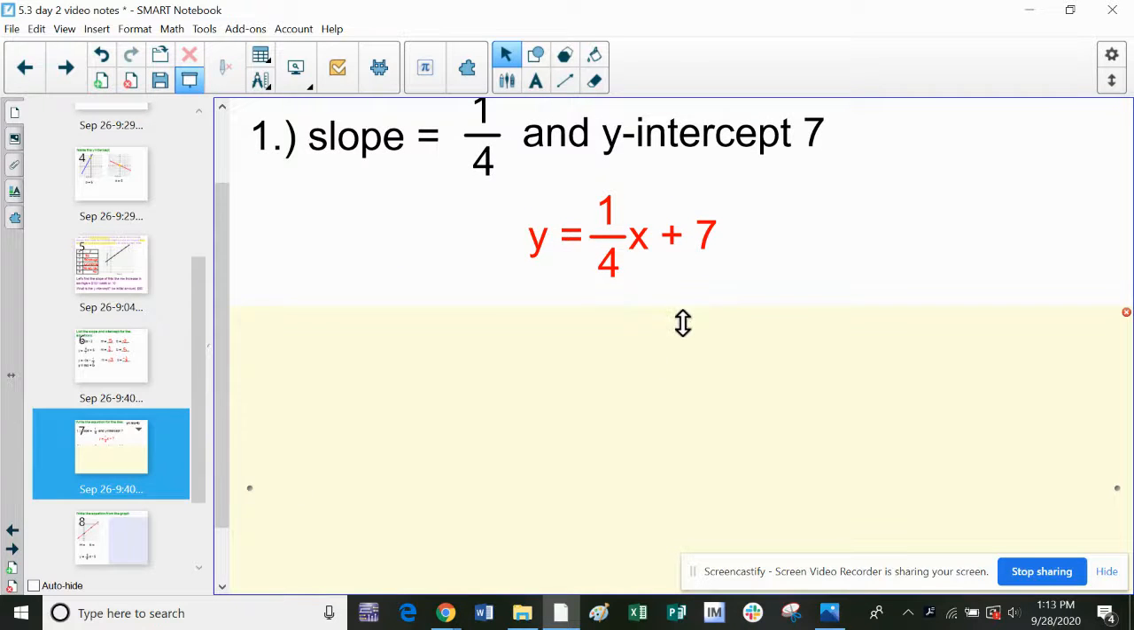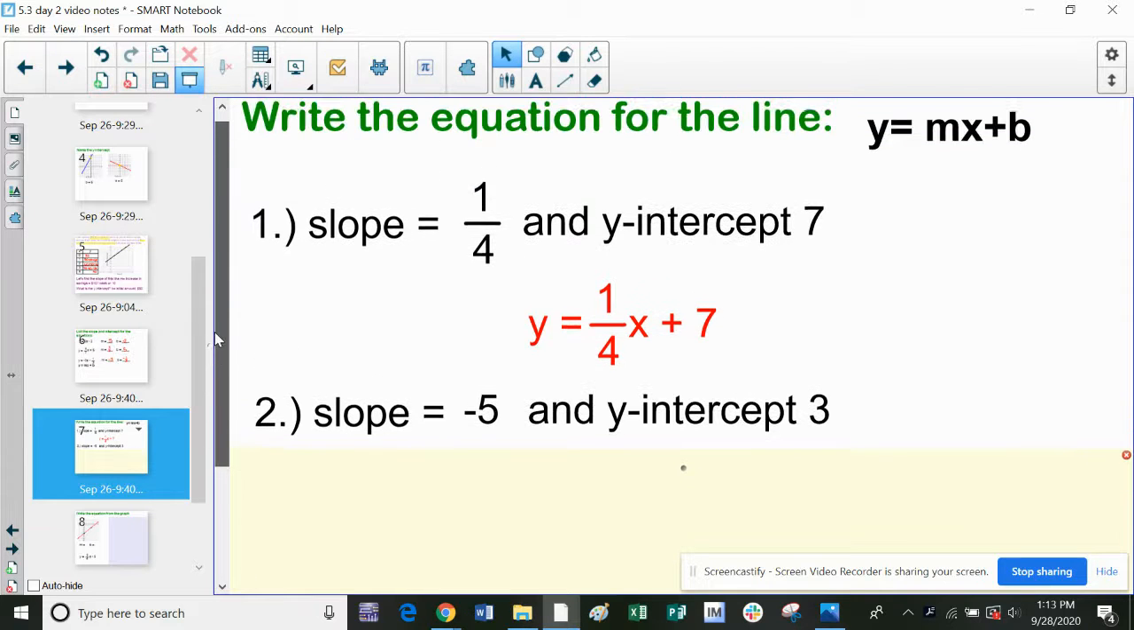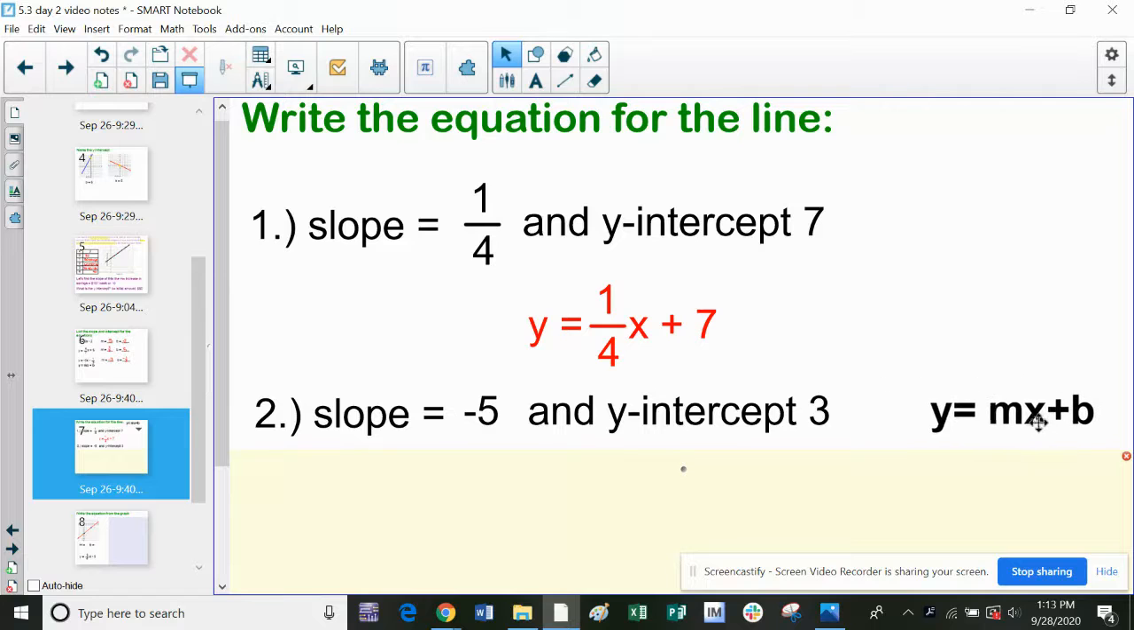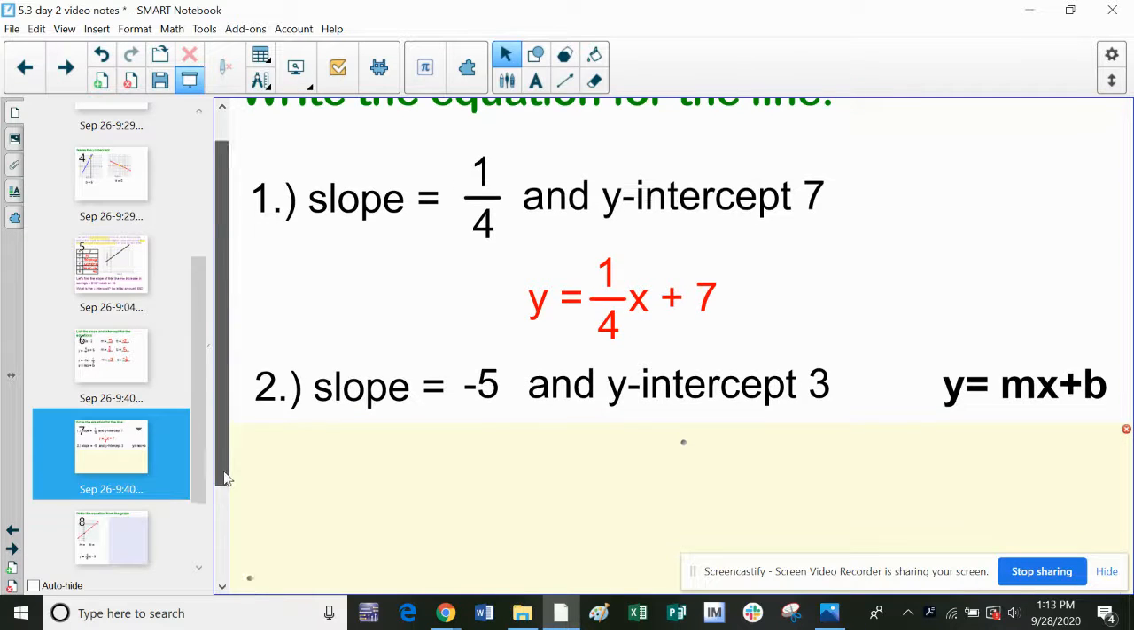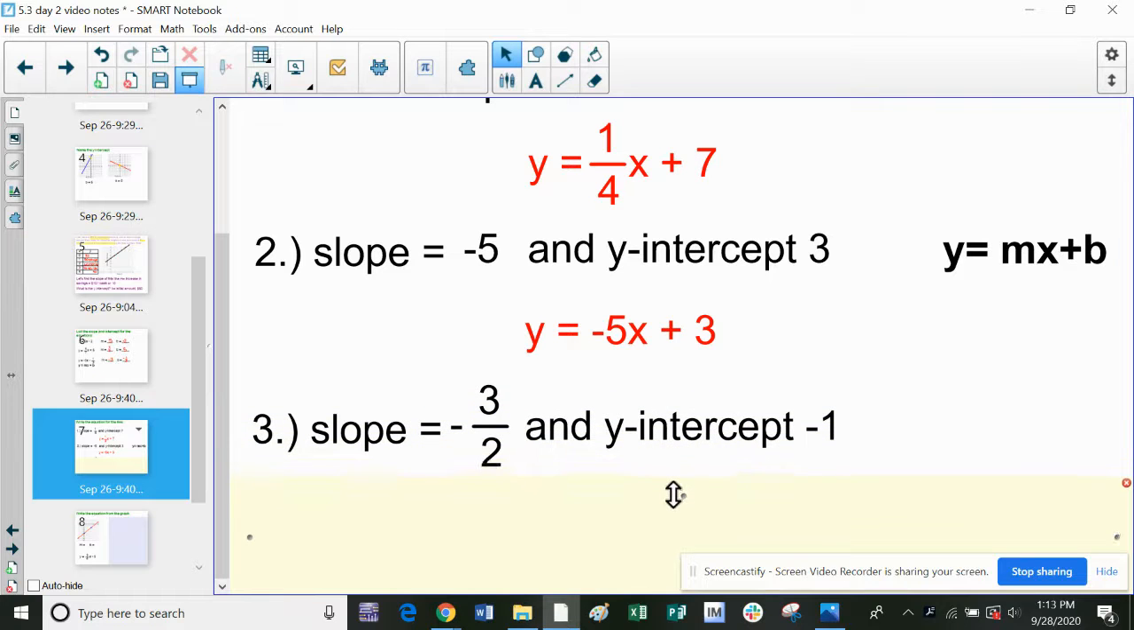Let's do a couple more just to seal the deal. How about slope is -5 and the y-intercept is 3? I'm going to grab my equation of my line, pull it right down here for reference. Pause the video, write it down, check your answer. Did you get y equals -5x plus 3? If you did, you did it correctly. One more. Pause the video, write down your answer, then check it with me.